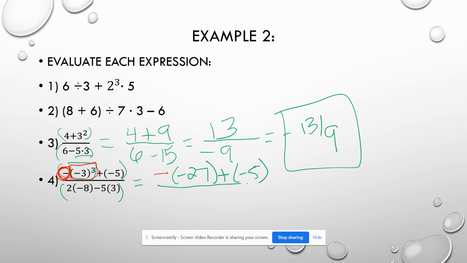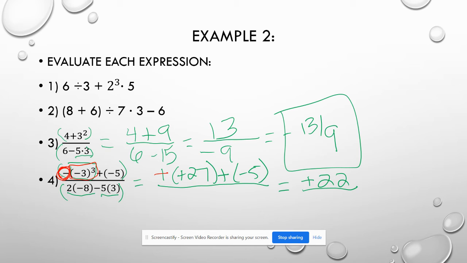I'm bringing everything from there. Now I can say, oh, look, I've got two negatives right next to each other. So that makes that positive 27. Positive 27 plus -5 is positive 22. On the bottom, I have to take care of the multiplication first.